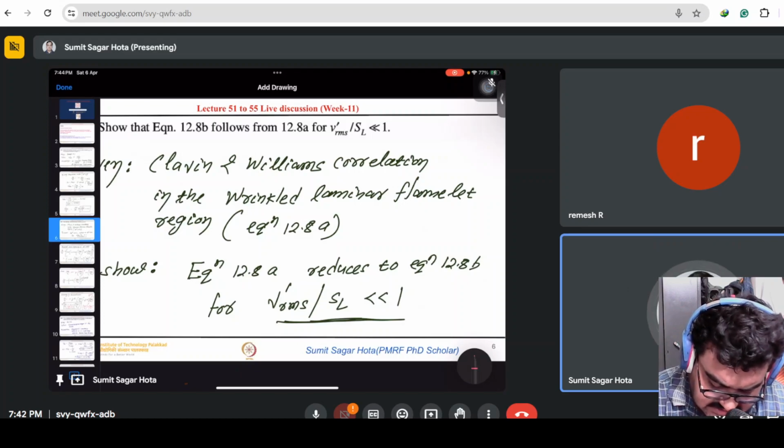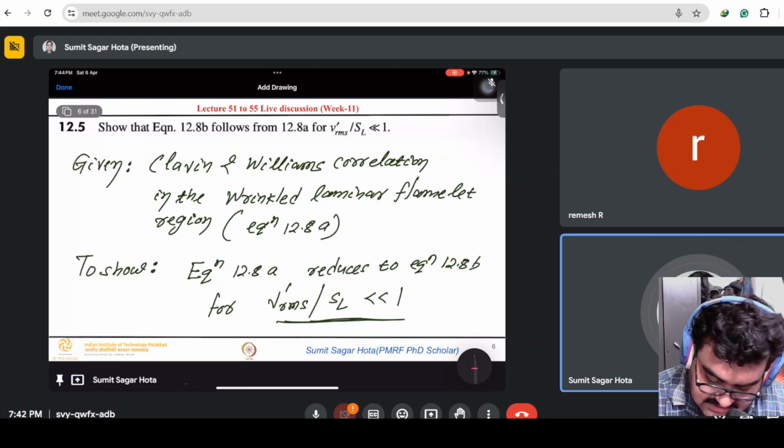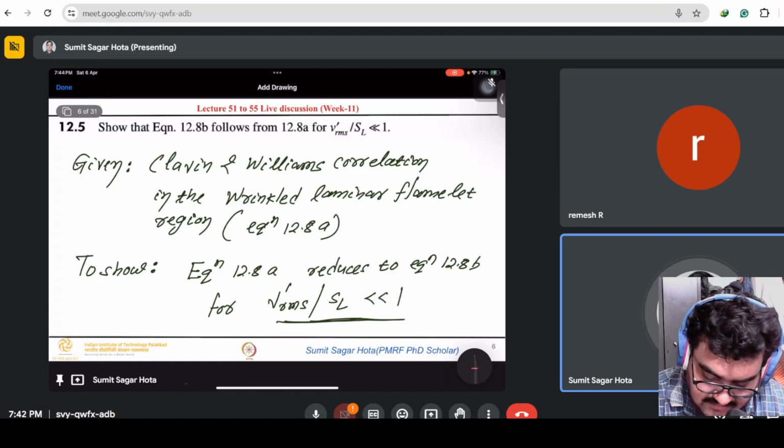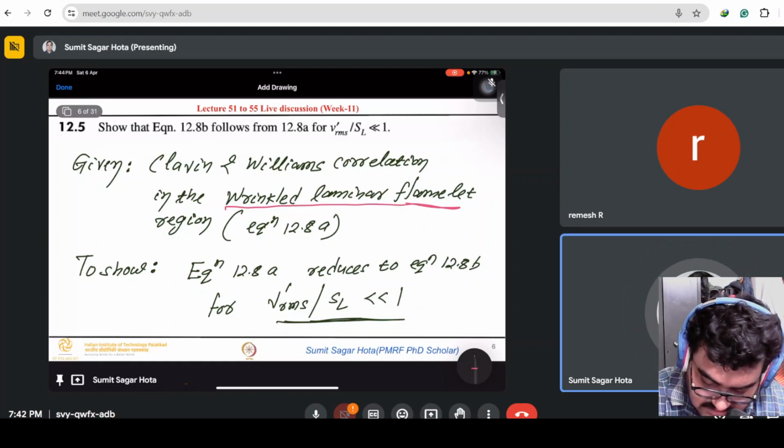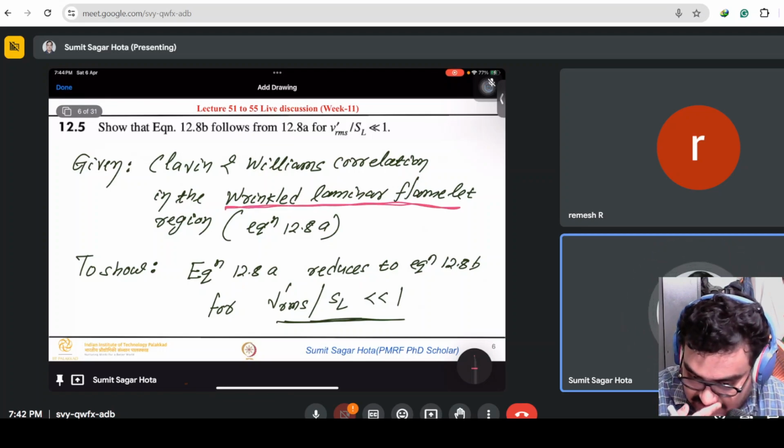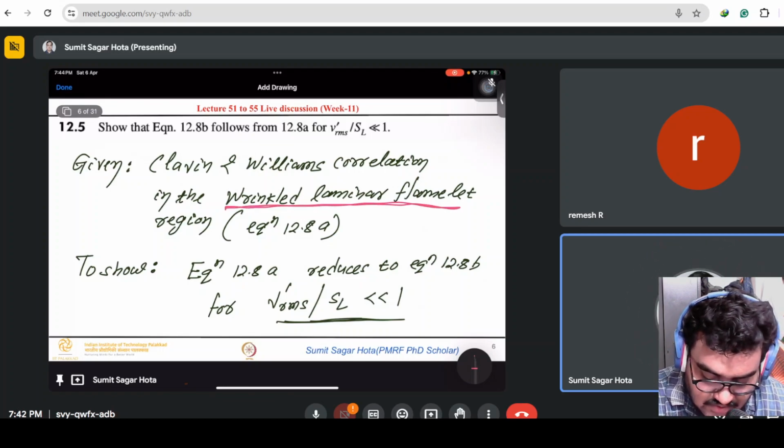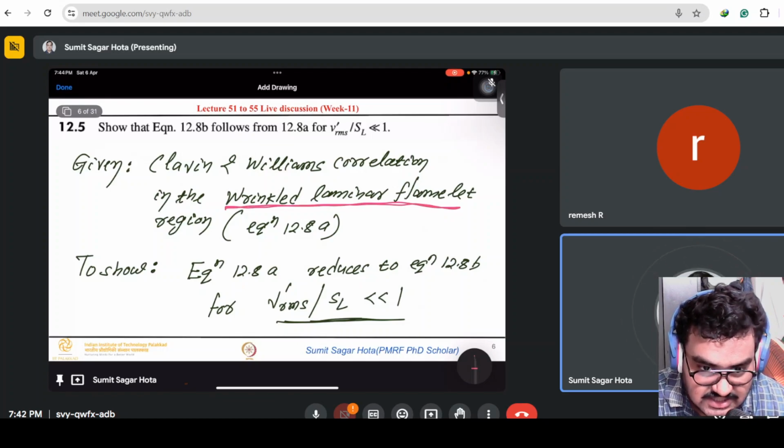Next question, if you see: Kelvin and Williams correlation is applied for what? The wrinkled laminar region. That means one question they can ask is, for the wrinkled laminar region, which correlation is applied, with 3 or 4 options. One of the options will be Kelvin and Williams.